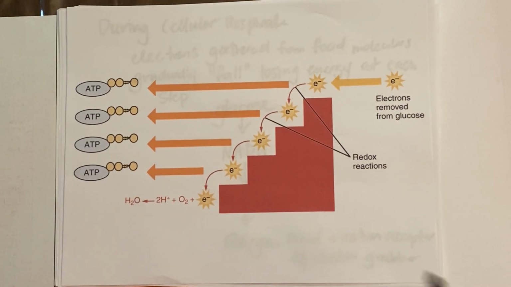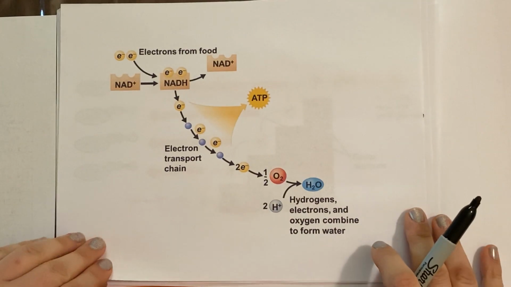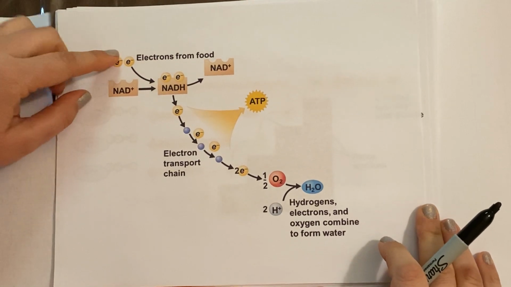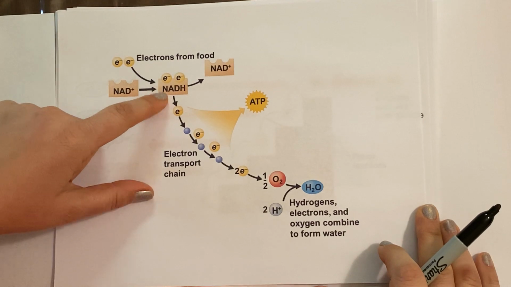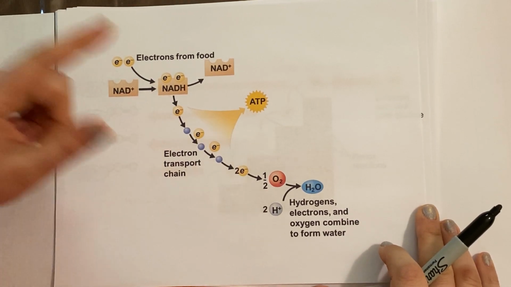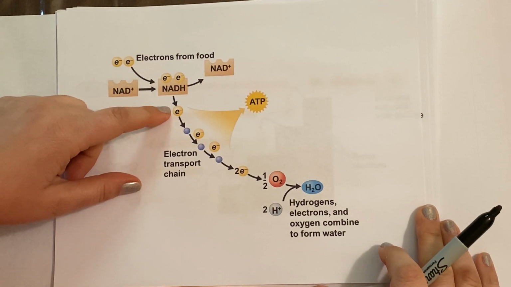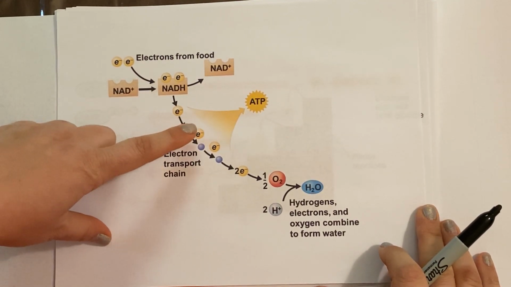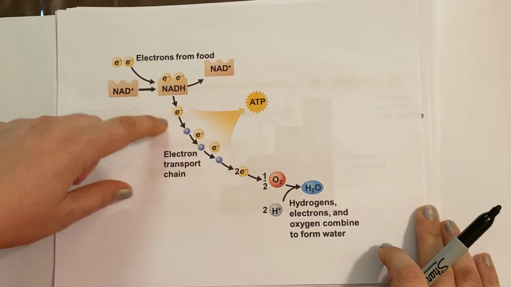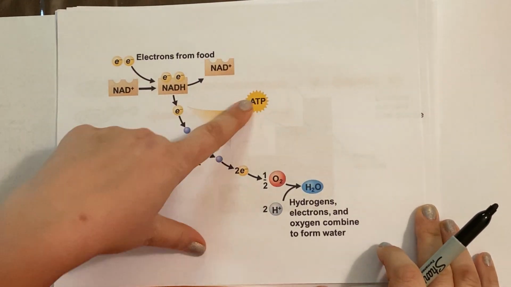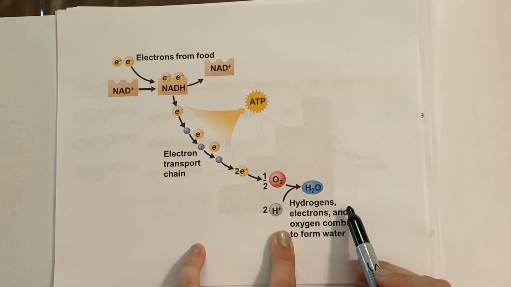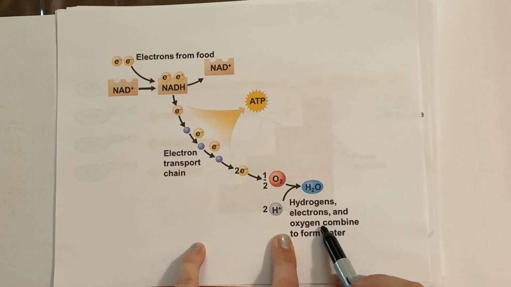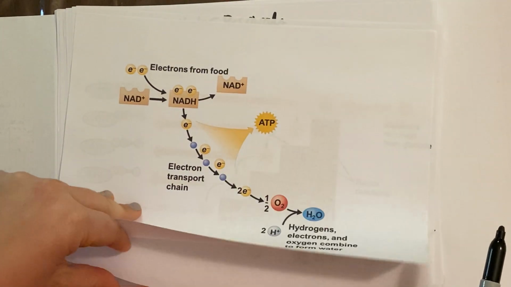This is a very interesting process, and it's kind of hard to understand, but here we see it in the actual process. Electrons from the food are added to NADH. The electrons then move to the next step, the electron transport chain, where we step them down from molecule to molecule. As we move these electrons, they produce ATP. The final step is when the hydrogens, electrons, and oxygen combine to form water.